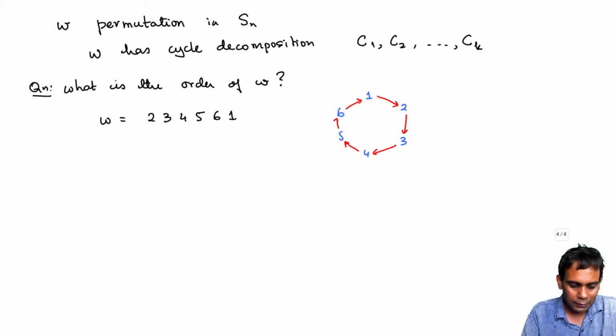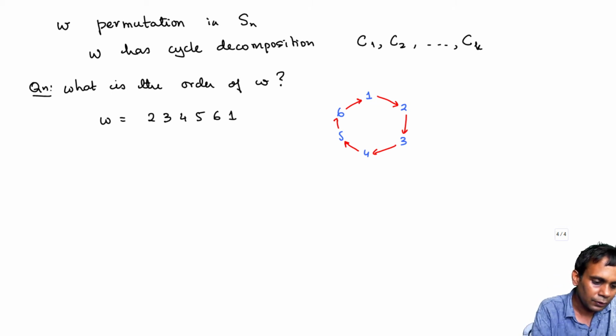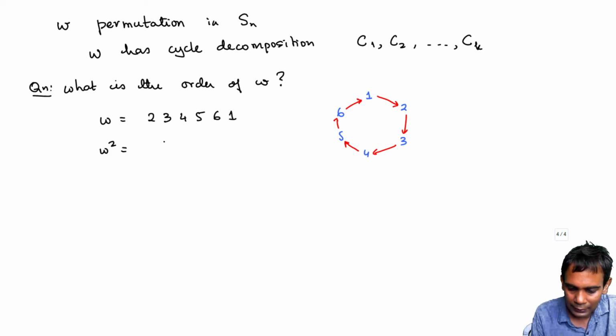What is the order of this element? So if you look at W squared, well, it'll take 1 goes to 3, right? So this is W, but what is W squared? Let me draw W squared.